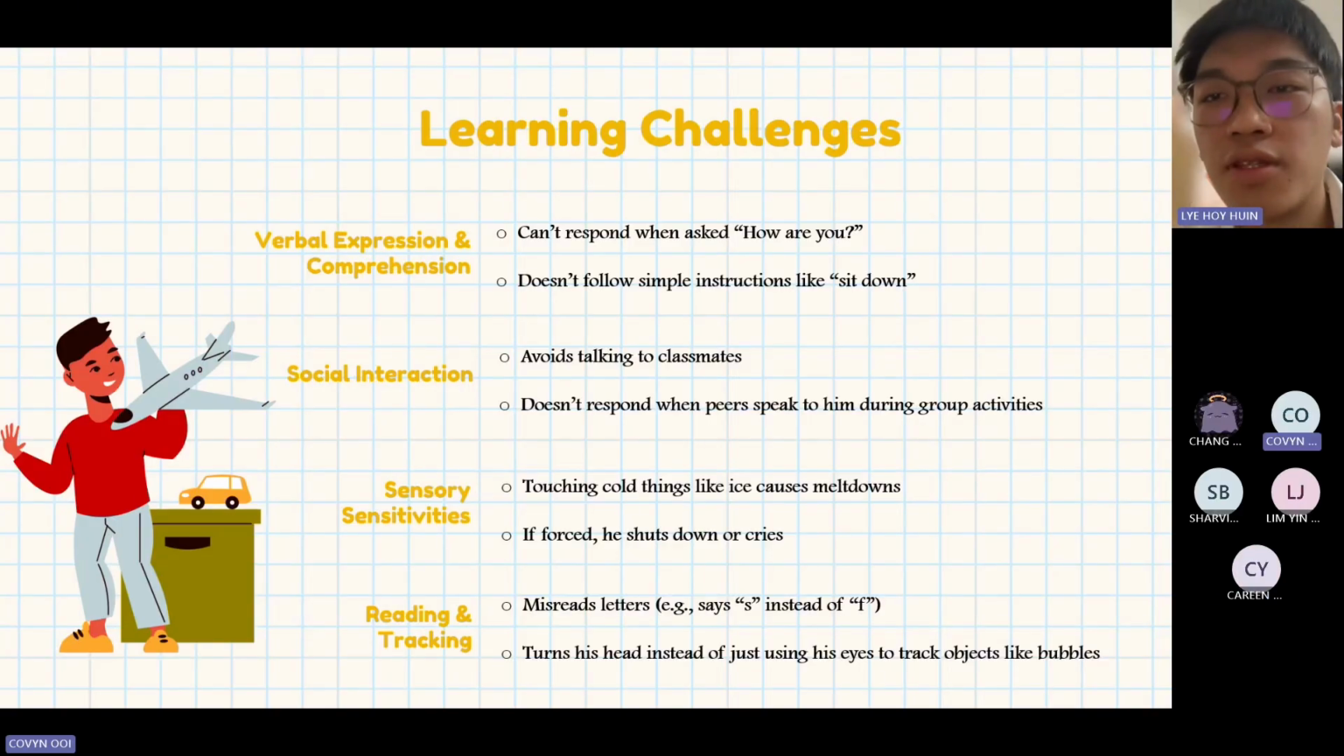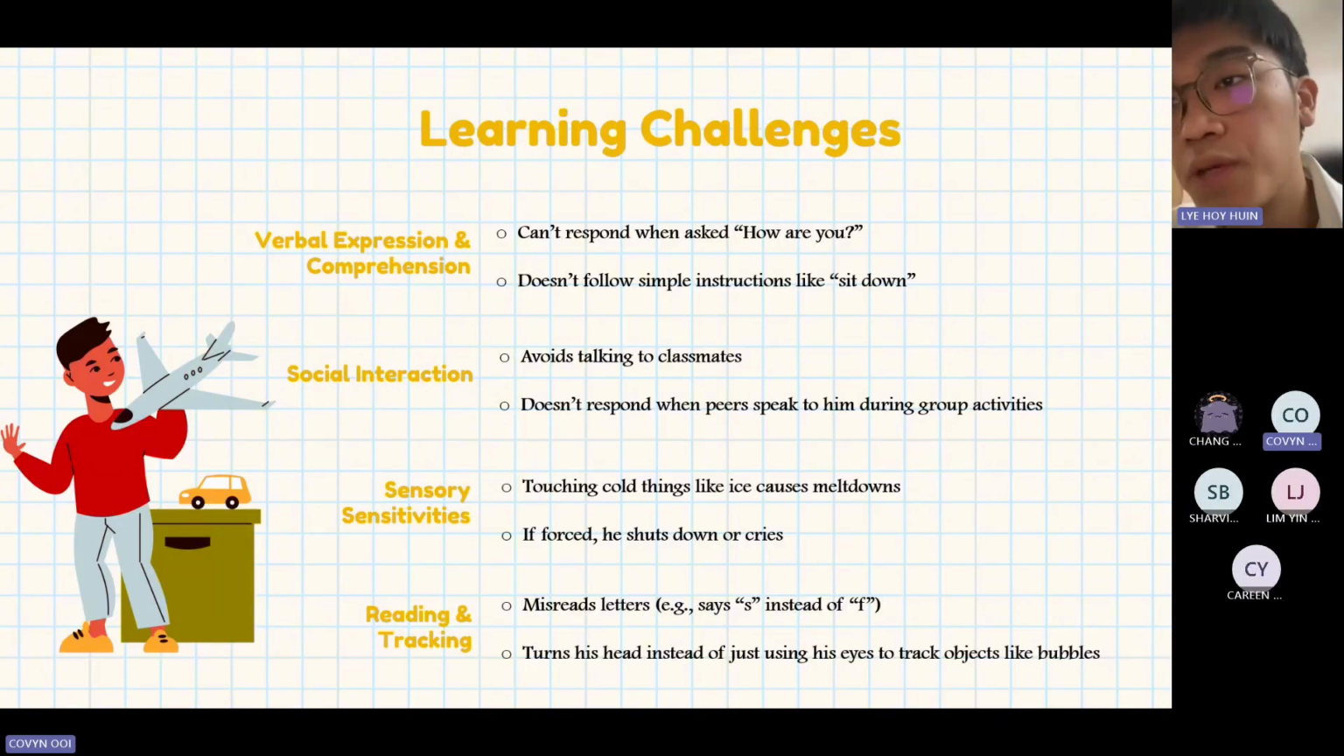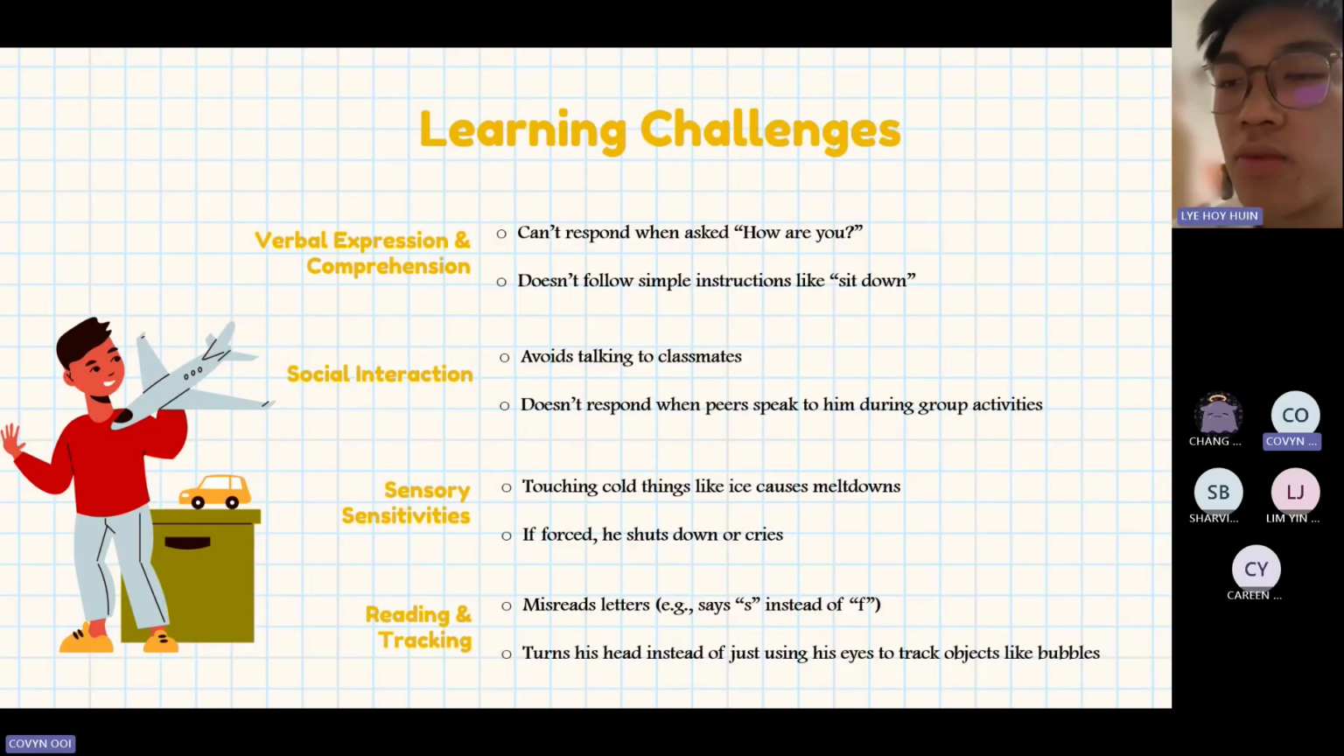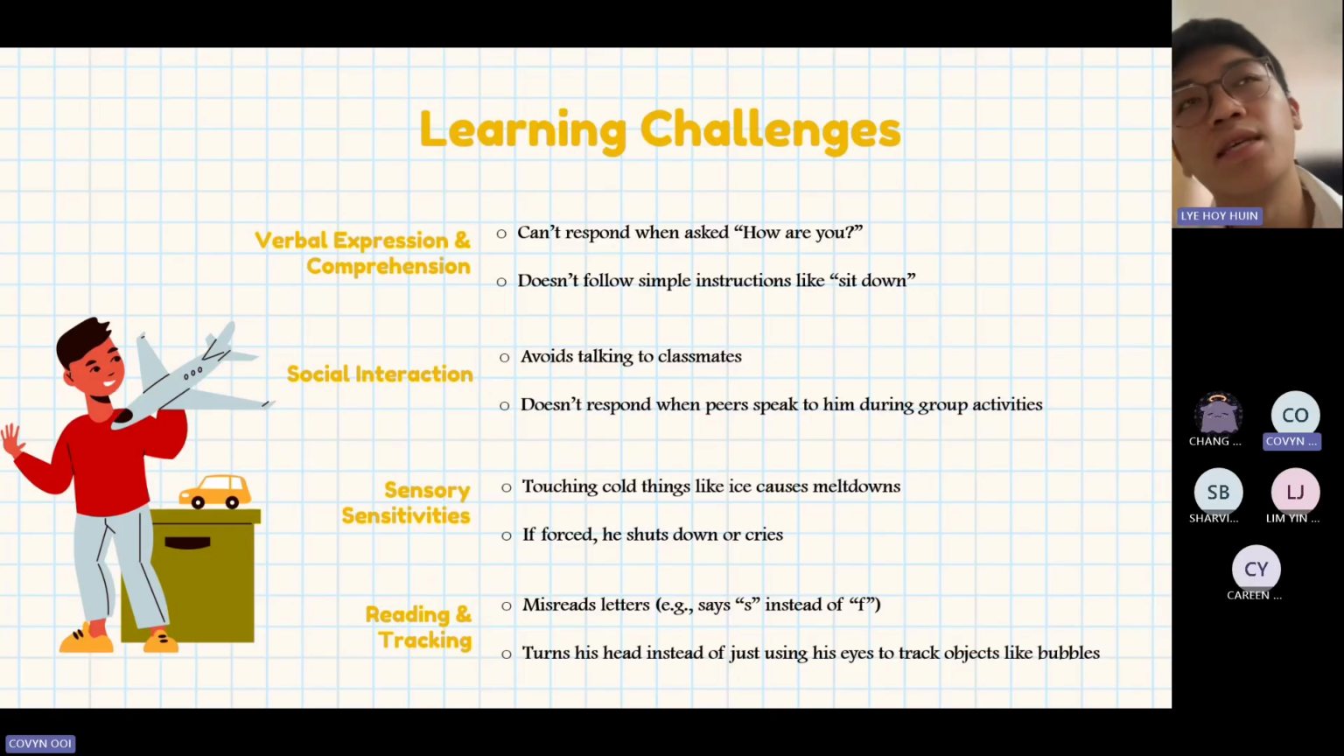All right, in terms of social interaction, Ethan avoids talking to his classmates and doesn't respond when peers speak to him during group activities. Next, sensory activities. Ethan avoids touching cold things like ice because it will cause him to have a meltdown. And if he is forced to do so, he will shut down or cry, which is a sign of ASD because ASD people may have sensory issues.